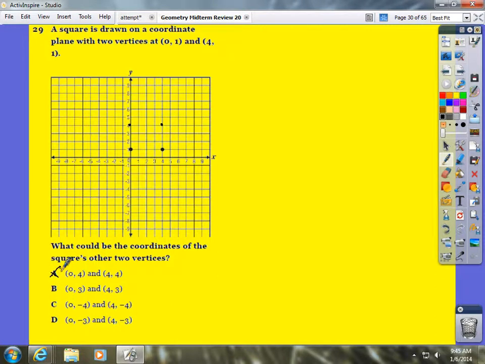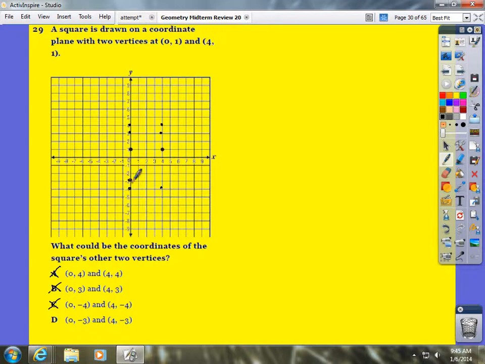0, 3, and 4, 3. Those are those two points right there. That's 4 across, but 2 up, so nope, that doesn't work either. 0, -4, and 4, -4. That's 4 across, but 1, 2, 3, 4, 5 down. Nope, that's still too big.